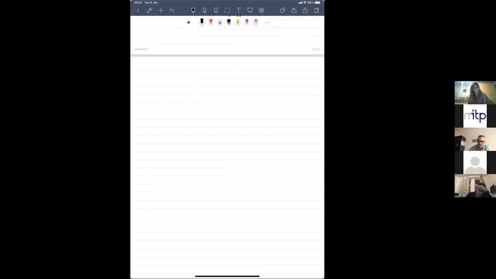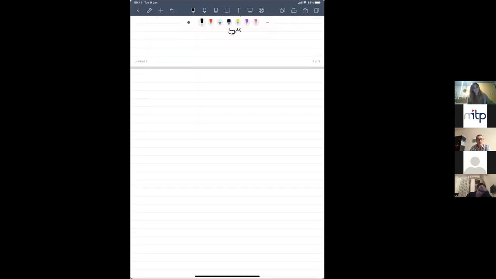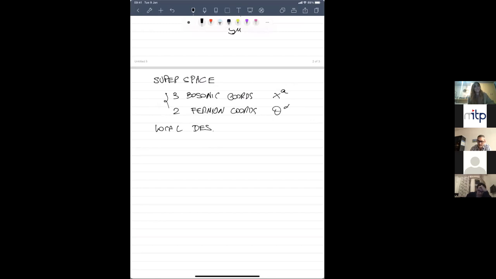In order to make things a little bit easier, I would like to refer to a specific superspace. I consider just three bosonic coordinates, which I'm going to call x^a, and two fermionic coordinates, which I'm going to call theta^alpha. So my supermanifold has a local description as a superspace R^{3|2}. Any function, which I'm going to call a superfield, is just a function of those coordinates x and theta.